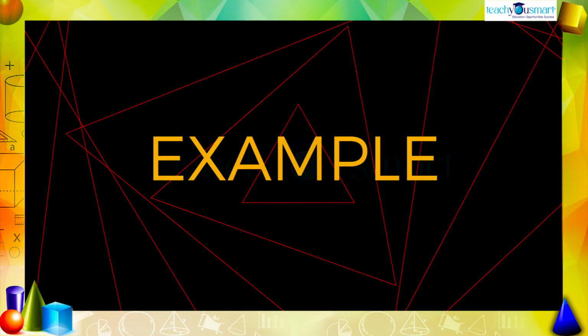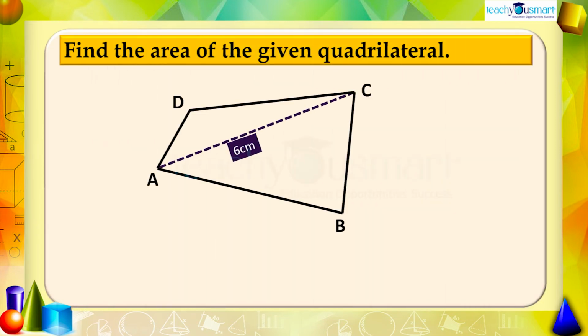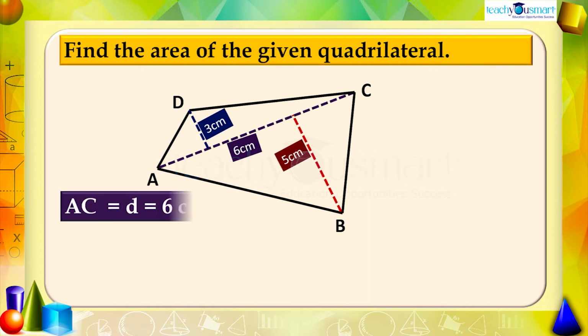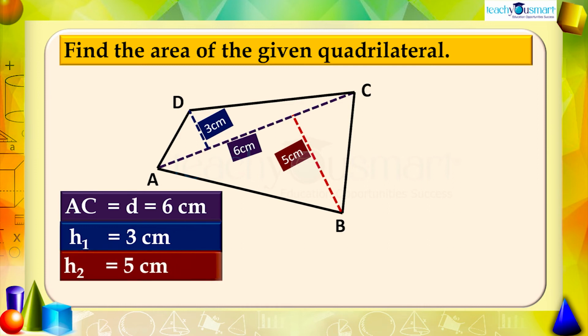Let's see an example. Find the area of the given quadrilateral. In the quadrilateral ABCD, given that AC equals 6 centimeters, that is, D equals 6 centimeters, and the perpendicular H1 is equal to 3 centimeters, and H2 is equal to 5 centimeters.